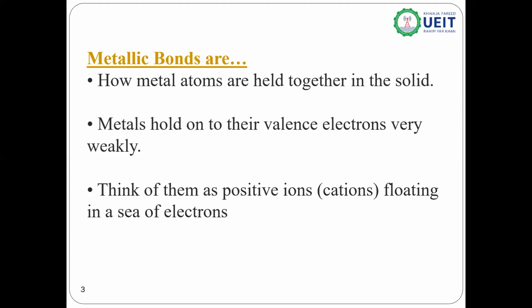then we say that so many electrons have been released by the metal, and they form the sea. So when metals release the electrons, on the other side the cations are formed. These cations are present in between these floating electrons. So we say that the positive ions, the cations formed by the metal atoms after losing the electrons, are floating in a sea of electrons.